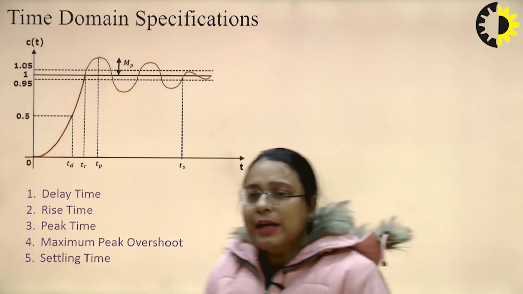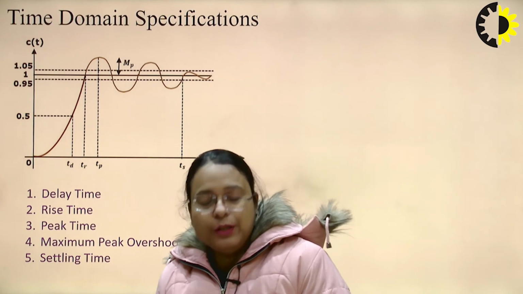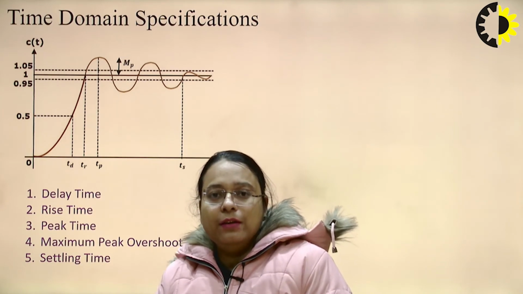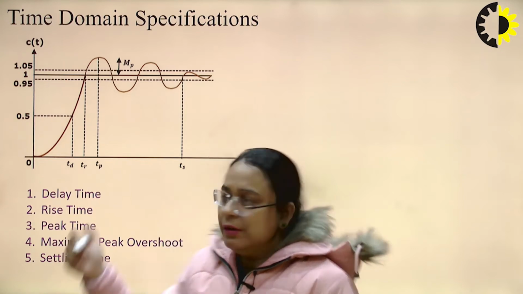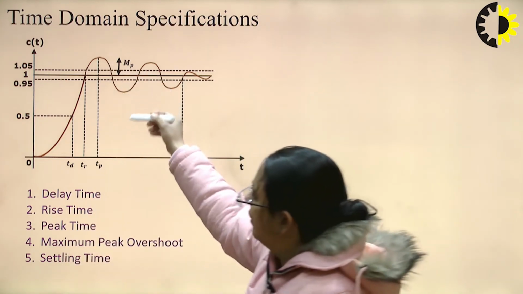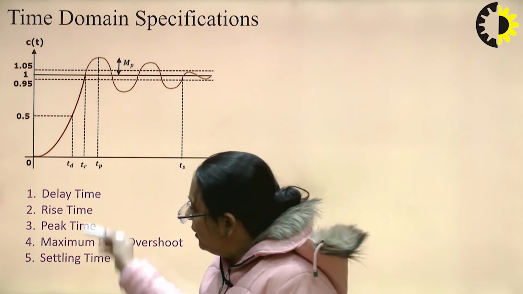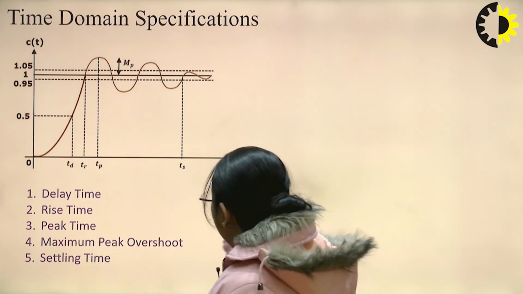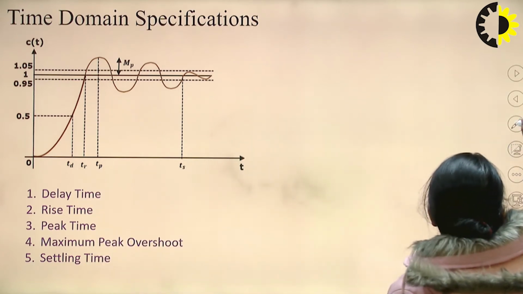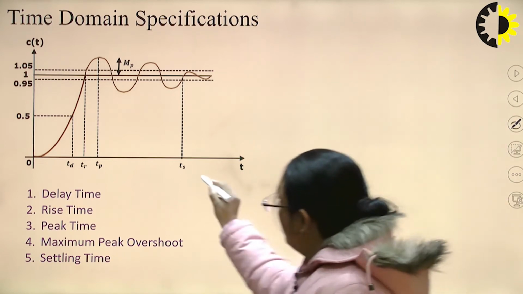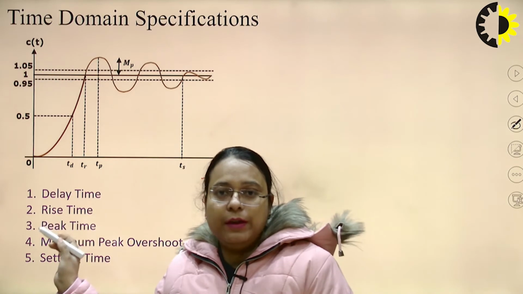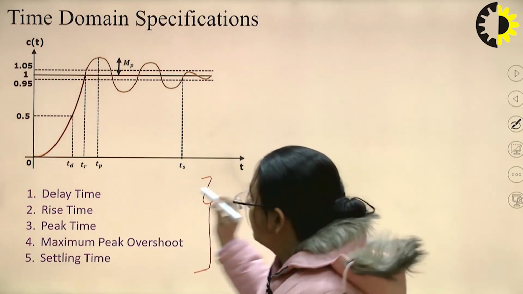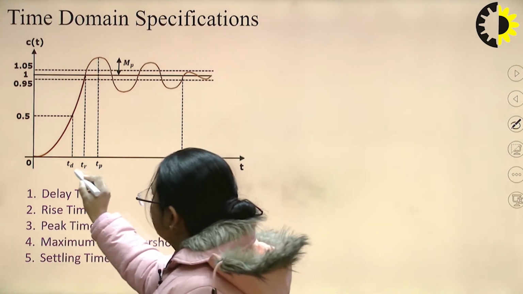So the time response of second order system exhibits damped oscillation during its transient response, right? This is shown in this figure. Now I'll discuss all these specifications one by one, with their expressions and the derivations. Now let's start with the delay time.